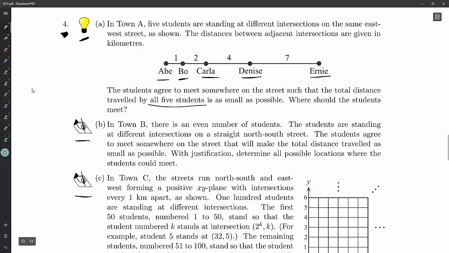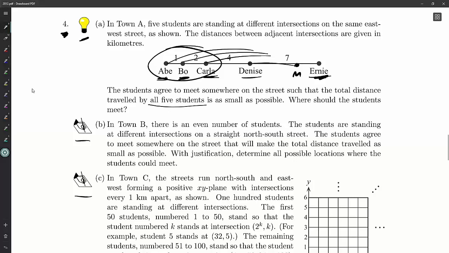Initial thoughts might be to sort of average things, although it might have to be some sort of weighted average, because Abe, Bo, and Carla are really close together. Ernie's got a long distance to walk no matter where they meet. It wouldn't make much sense to put our meeting place close to Ernie. He wouldn't have far to walk, but then we'd have 4 people walking pretty far to get there.